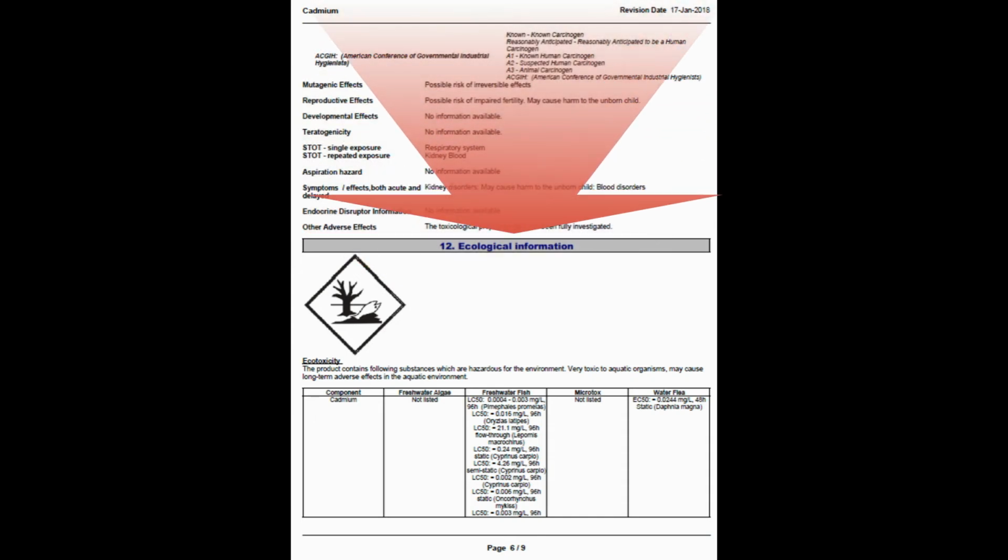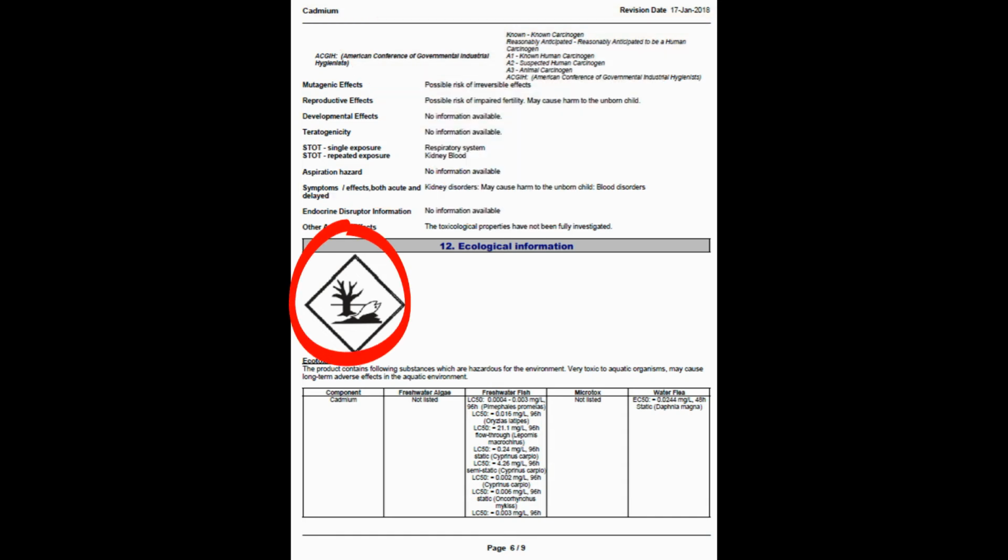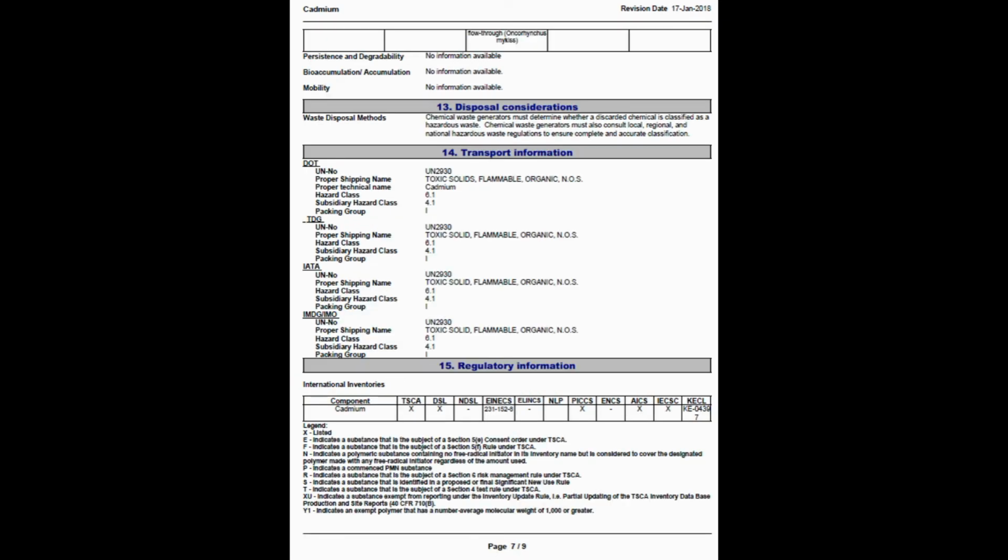Then we look down here in our eco information, and of course we all know our pictogram. This can cause harm to the environment, including making fish float out of the lake. Parts per million, it can definitely contaminate freshwater fish. And here's all kinds of little parts per million information down here. You keep going on page 7, you got persistence and degradability, bioaccumulation and accumulation. Depending on the spill you have, these could really play a major factor. Otherwise, they're not that important unless you have a spill.